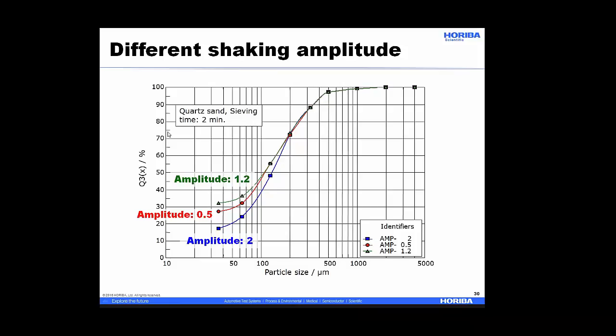This is quartz sand with a 2-minute sieving time. With the amplitude of 2, I can see the blue line. Amplitude of 1, it's the green line, and 0.5 is the red. And actually, you expect that the green is the best because you have the most fines. The trouble is that green is in between the high amplitude and low amplitude. So you have to kind of find the right value for shaking amplitude. So method development is not as trivial as it might first seem.